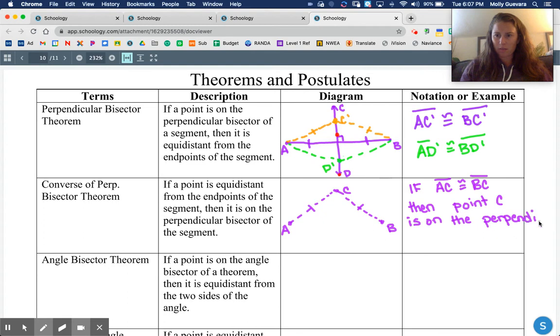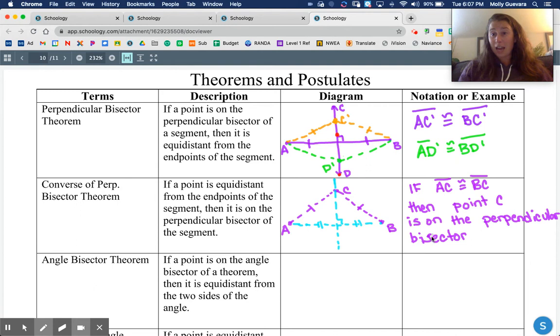And hopefully I can fit this. Ooh, it was tight. Perpendicular bisector. So what that means is if A to C and B to C are equidistant, then if I draw the perpendicular bisector, right? We can connect B and C. But all it means is that C is going to be on this perpendicular bisector.